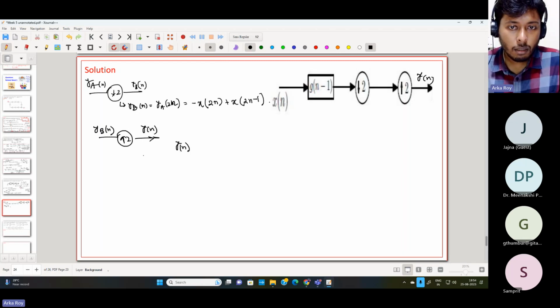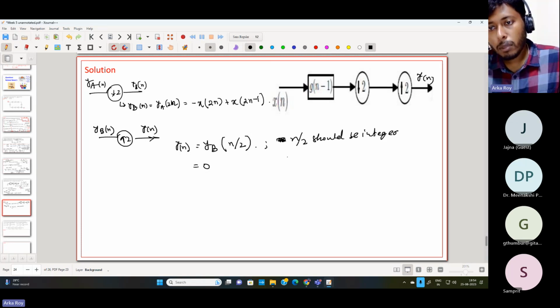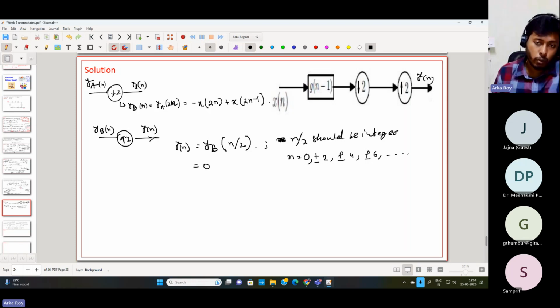So y of n is basically yb of n by 2, and 0 elsewhere. n by 2 should be an integer. That means n should be 0, plus minus 2, plus minus 4, plus minus 6, like this. That means n should be a multiple of 2. And in the other locations, elsewhere, I will get 0. So this is what the upsampling process does.